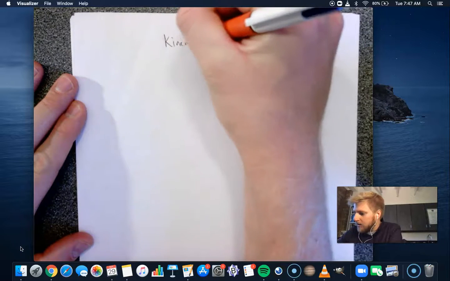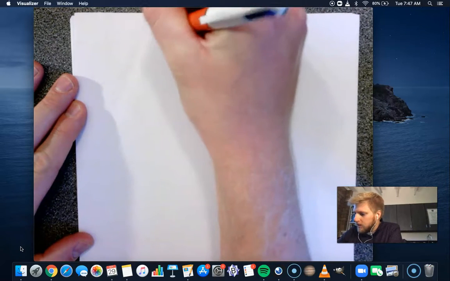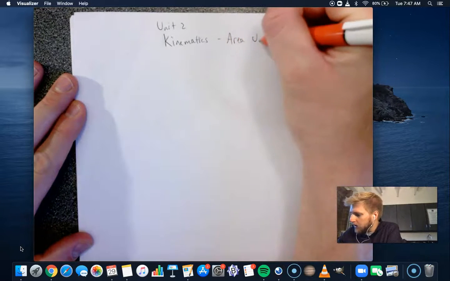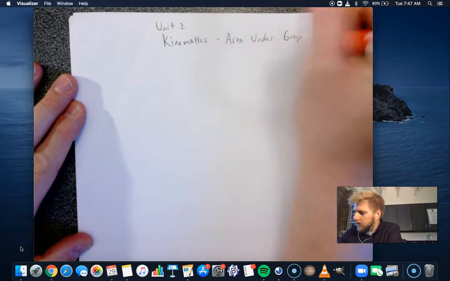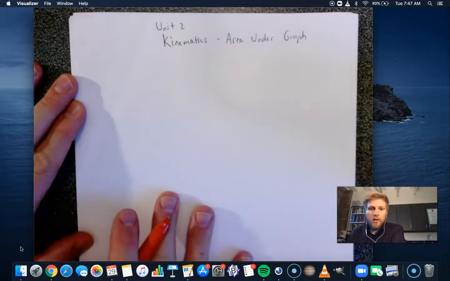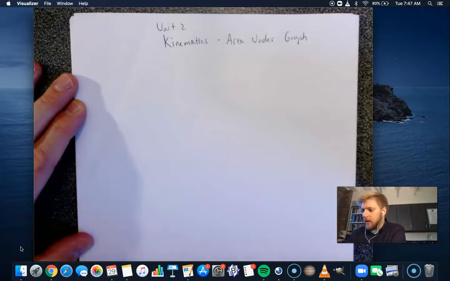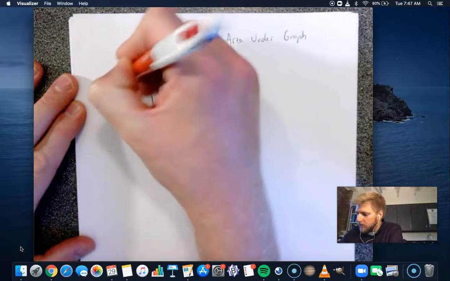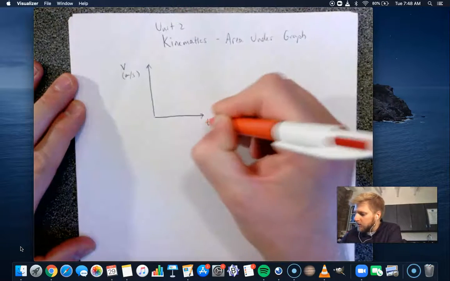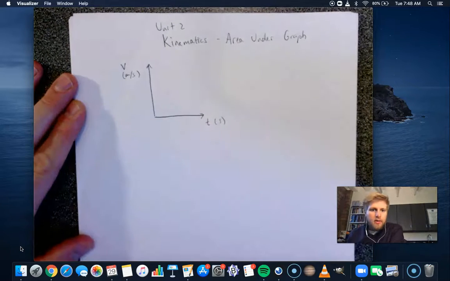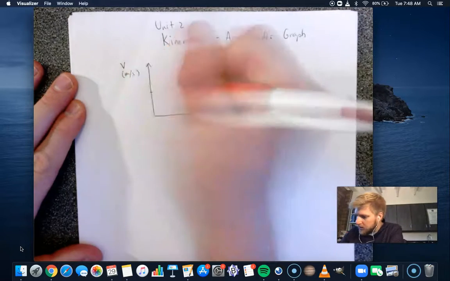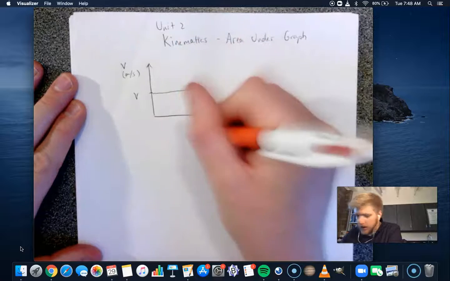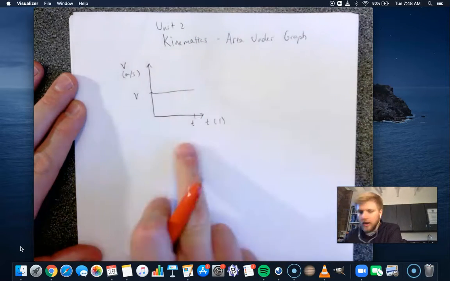We're looking at kinematics. This is Unit 2. And we are doing area under a graph. Alright, so we're going to first look at a constant velocity on a velocity time graph. So we'll just make a nice little sketch of a velocity, in, of course, meters per second, versus time graph. And that's measured in seconds. We'll just pick some object that's going at some initial speed, and it's going to stay at that speed v for some time. Let's say it goes for some time t.